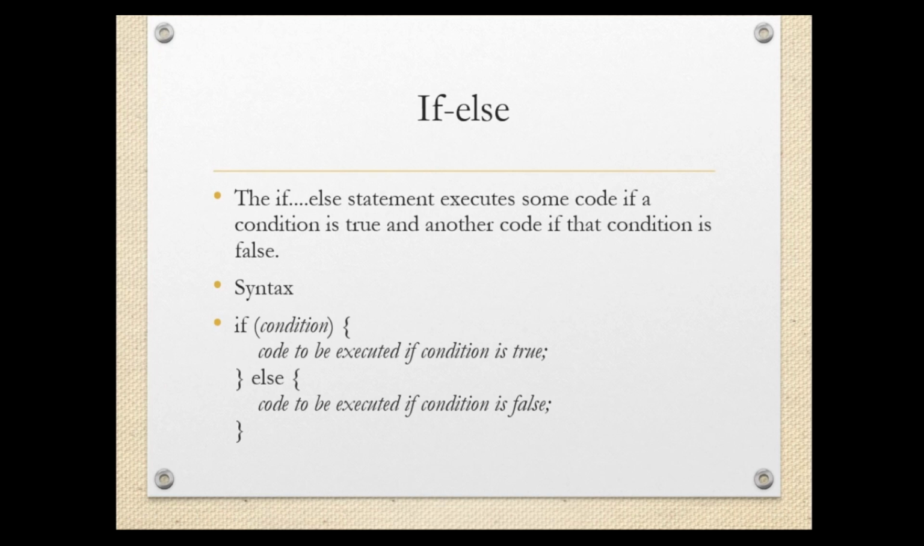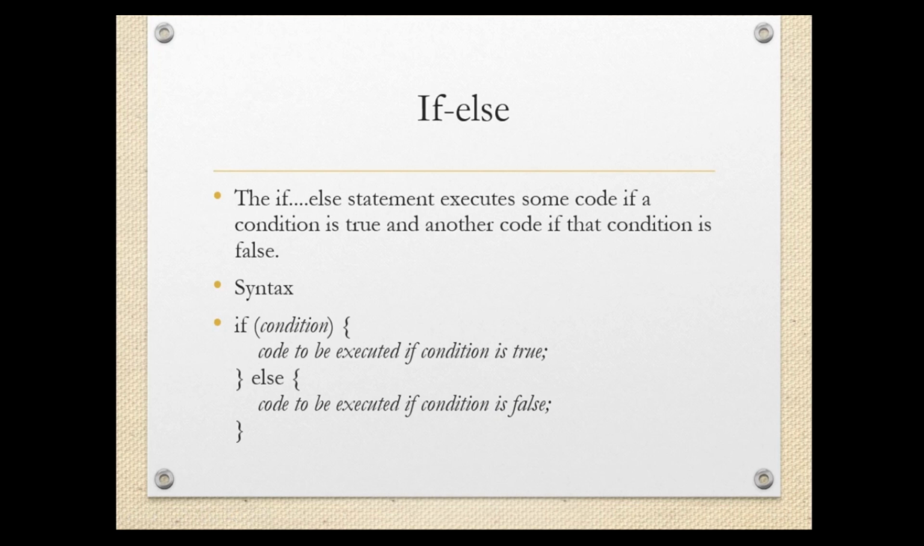The second statement we have is the if else statement. The if else statement executes some code if a condition is true and another code if that condition is false. The syntax is: if, in brackets the condition, code to be executed if condition is true, else code to be executed if condition is false. So in if else we put an if condition, and if that condition is true it will be executed, else the false part will be executed.